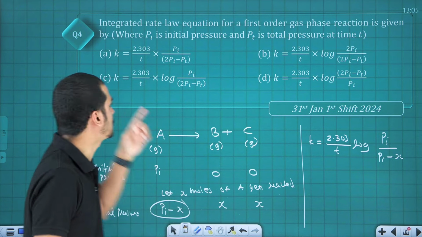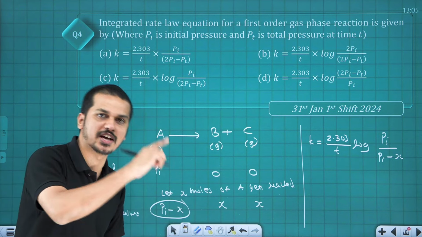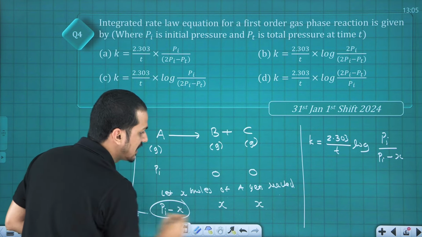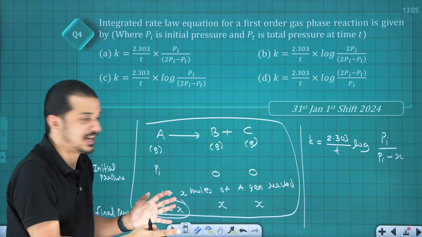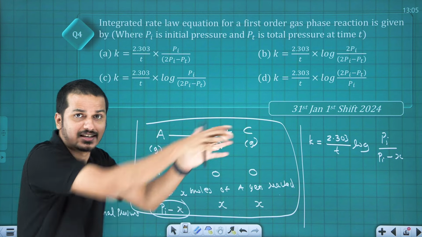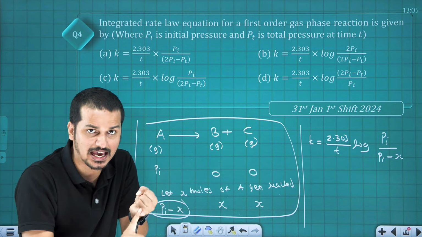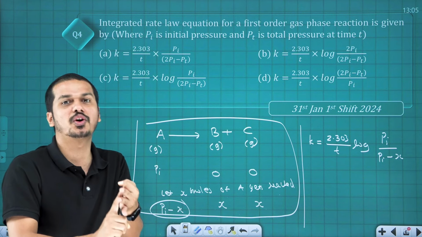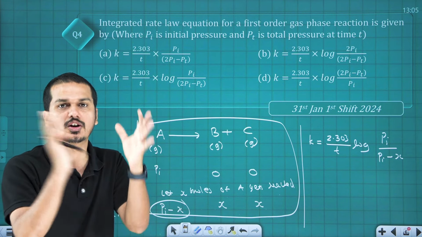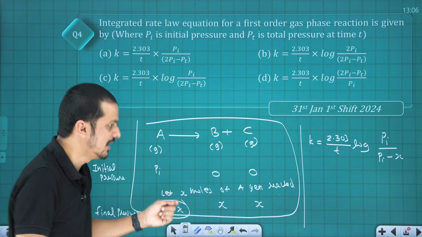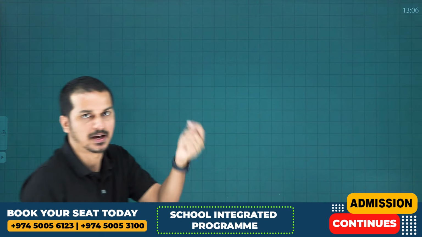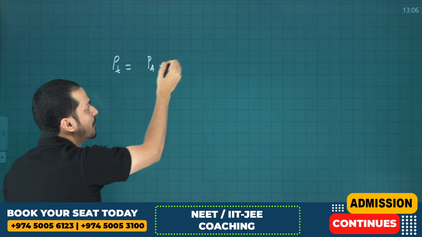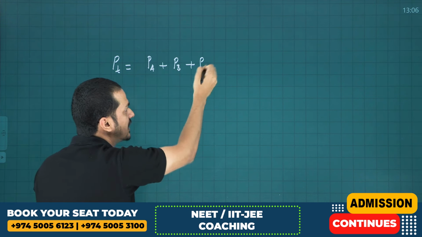But in our expression, X is not there. Then how will I find out X? For that, we can find out the total pressure. After some time, the beaker will be filled with A, B and C. The pressure exerted by A is PA, by B is PB, and by C is PC. According to Dalton's law of partial pressure, total pressure is equal to the pressure exerted by A plus B plus C. So P total is equal to PA plus PB plus PC.